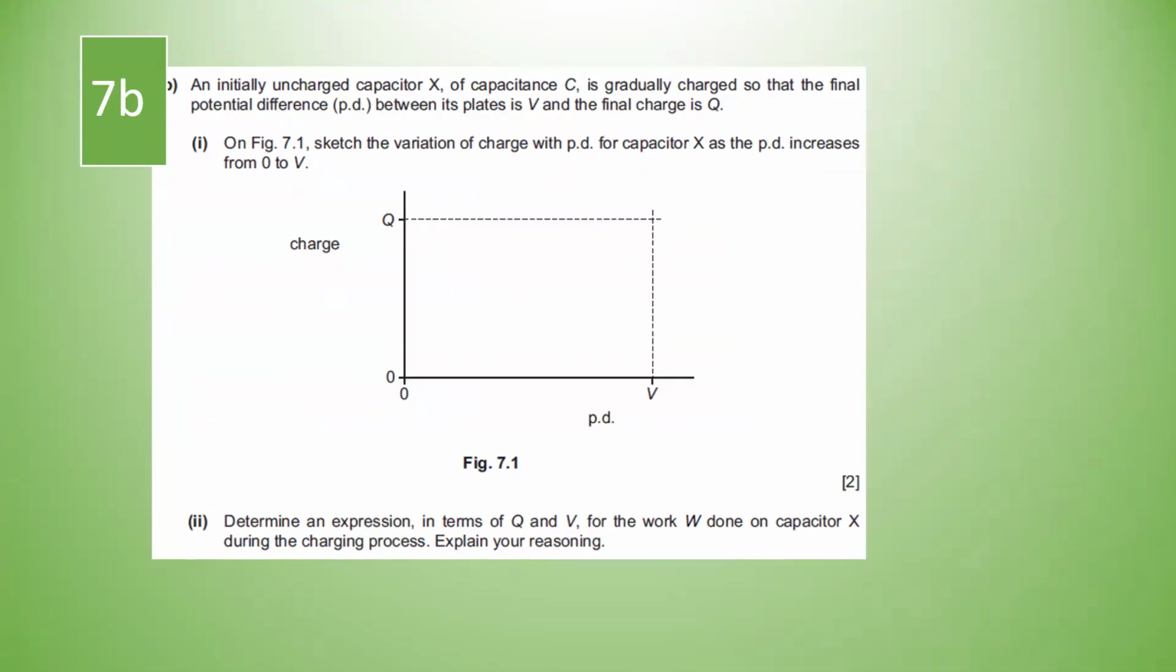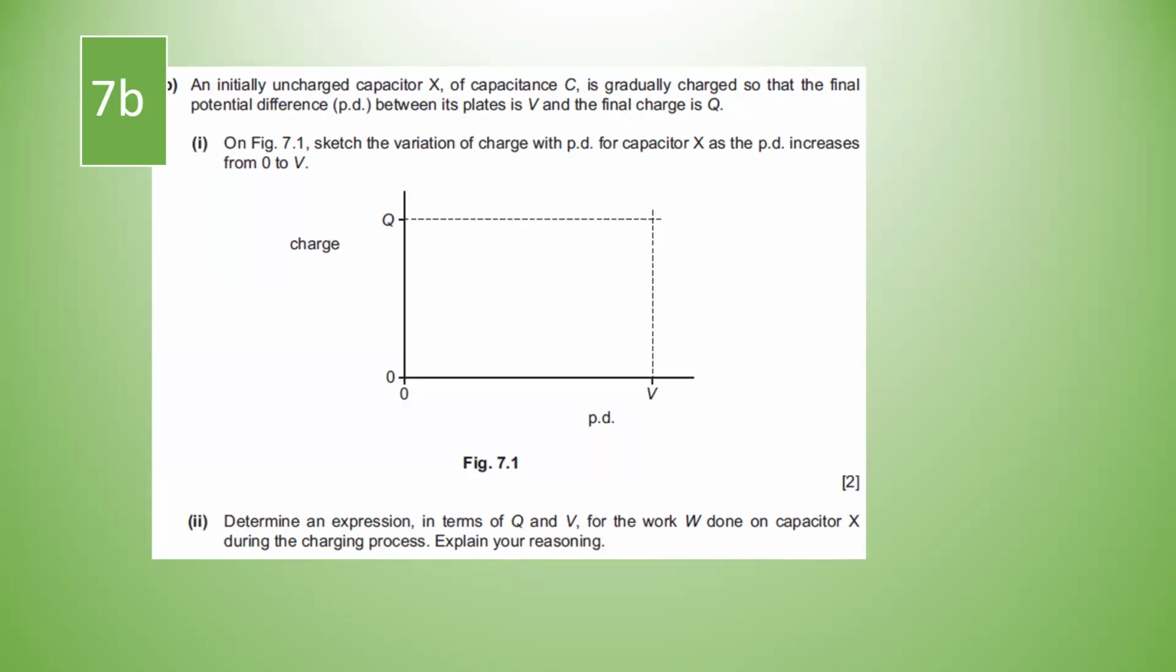An initially uncharged capacitor X of capacitance C is gradually charged, so there is a final potential difference between the plates V and the final charge is Q. On figure 7.1, sketch the variation of charge with PD for the capacitor X as the PD increases from 0 to V.